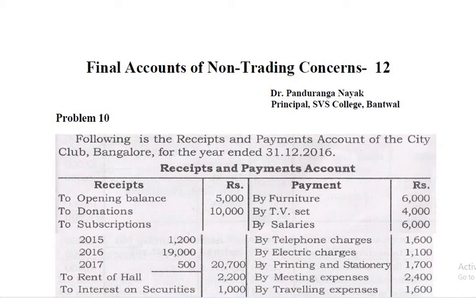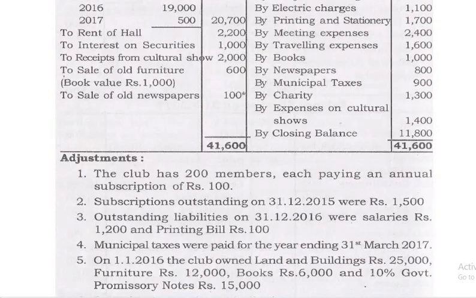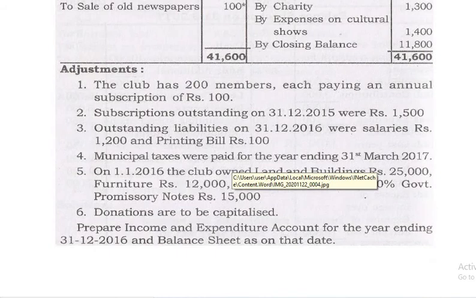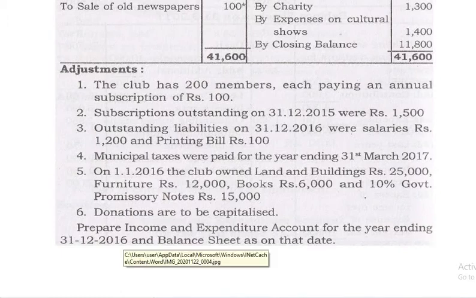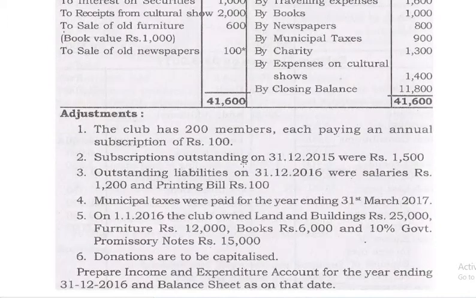The problem is given here. Receipts and payments are given, followed by certain adjustments. With the help of that, you have to prepare the income and expenditure account for the year ending 31st 12 2016, that is a calendar year, and a balance sheet at the end of the year. Let us see the adjustments along with the receipts and payments account.